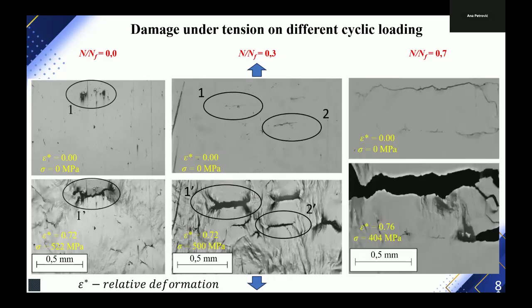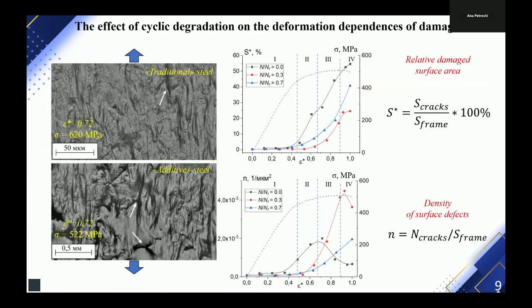And after the big number of pre-cycles, we can see one big microcrack with the biggest opening of it, and the fracture was provided through this crack. In this slide, we can see the quantitative results of our damage assessment.